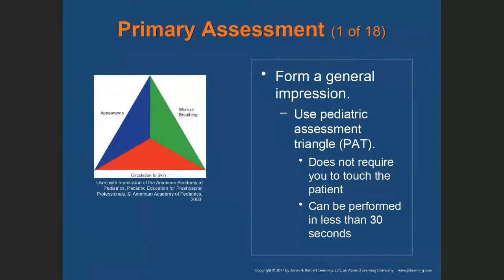After the scene size up, the next phase is a primary assessment. Now, the difference between their primary assessment and the adult is we perform what is called the PAT assessment or PAT triangle. We think about the PAT triangle or pediatric assessment triangle. So this is what we use to determine their general impression.